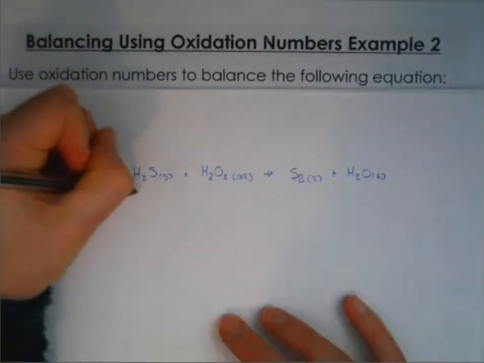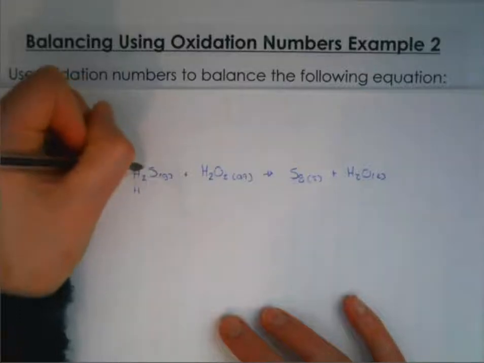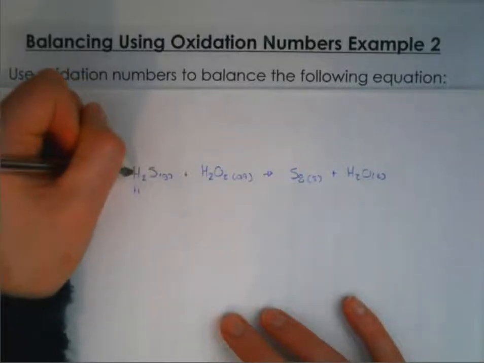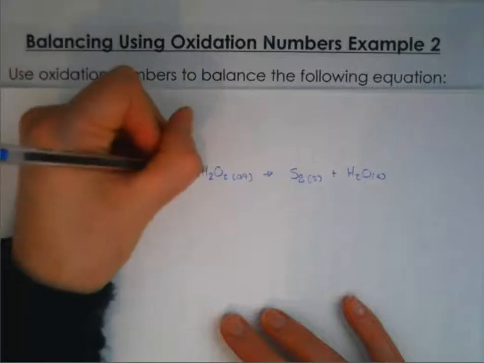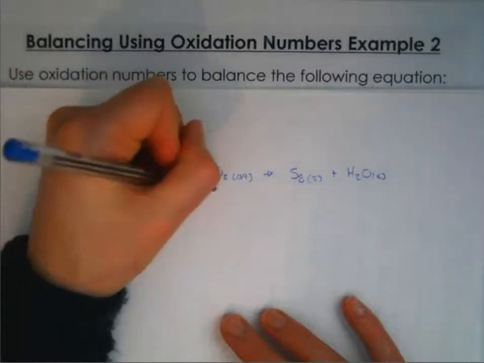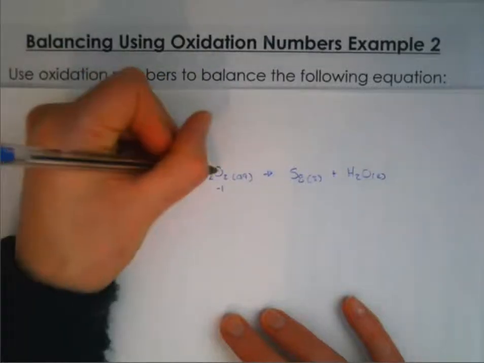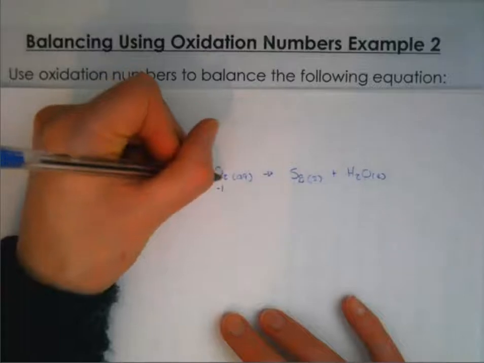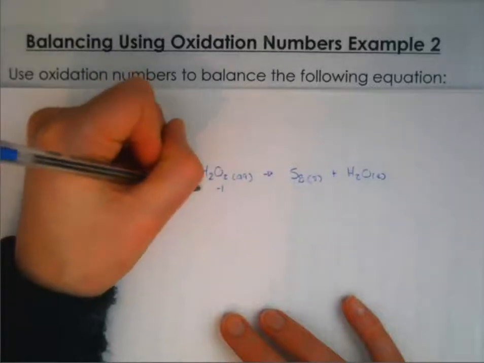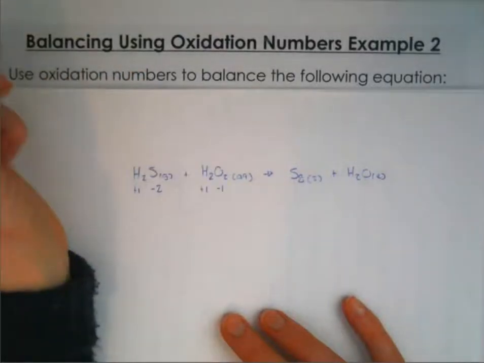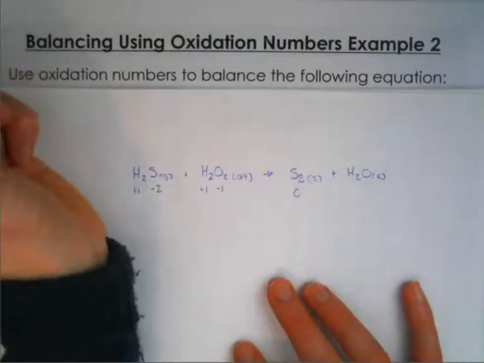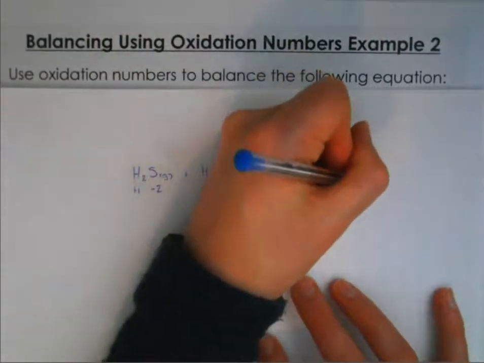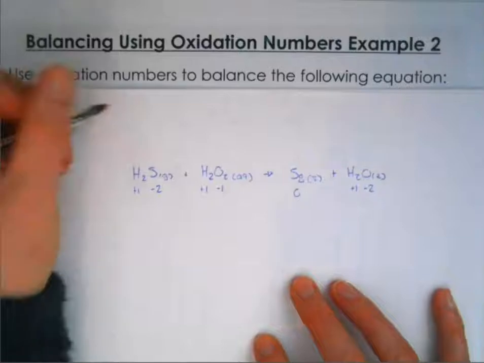H is always going to be +1 with a nonmetal here, so we have +2, so this has to be -2. And then remember, in a peroxide, oxygen has a bit of a different rule. It's always -1. And then there's 2 of those, and hydrogen is still going to be +1, so they're balanced out. S8 is an element, so it's 0. And then in water, we're going to have -2 and +1.